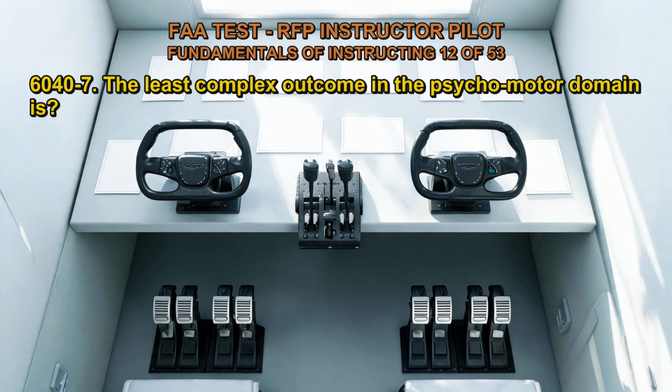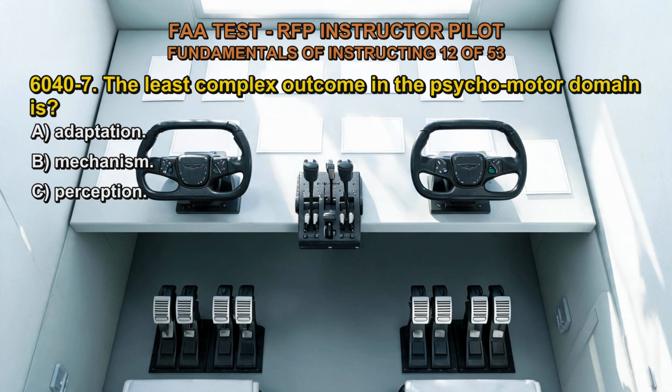Q6040-7. The least complex outcome in the psychomotor domain is A. Adaptation. B. Mechanism. C. Perception. The correct answer is C.